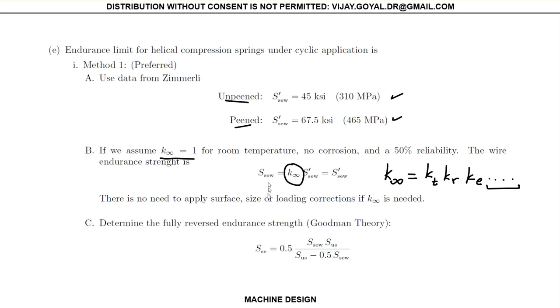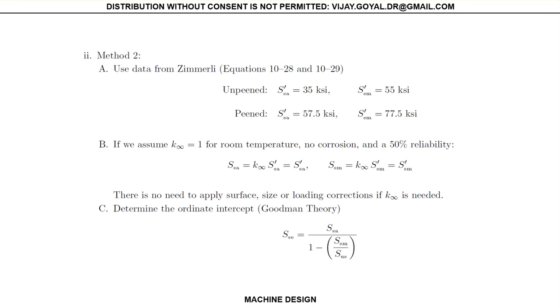So with this information, knowing that I have this value, I have this value, right? Where this comes from here. And so I can find what my endurance limit will be. Okay. The second approach, this is what your book recommends.